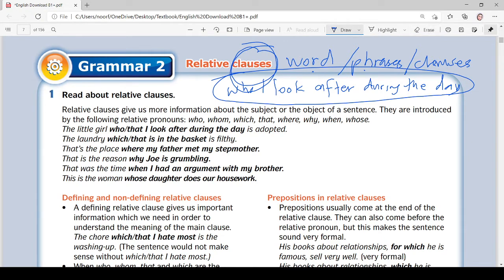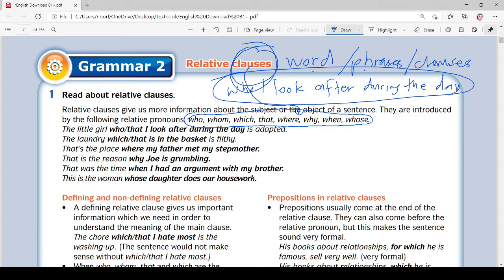Tapi sebelum kita masuk ke relative clauses, sebenarnya kita ada relative pronouns. Relative pronouns yang kat sini ni. Kalau you nampak. Ini adalah relative pronouns. Kita ada who, whom, which, that, where, why, when, whose. Ini bukannya WH question. Dia boleh juga WH question, tapi dia juga adalah relative pronouns. Okay, relative pronouns ni ada who siapa lah kan.